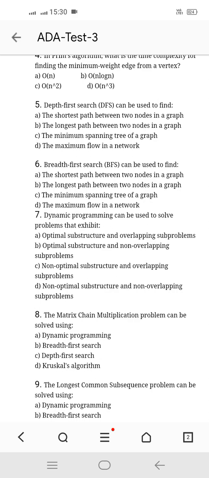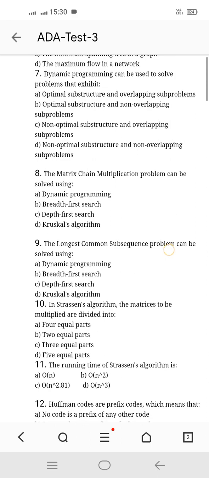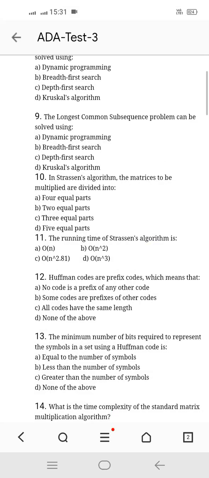Seventh, dynamic programming can be used to solve problems that exhibit option A, optimal substructure and overlapping subproblem. Eighth, the matrix chain multiplication can be solved using A, dynamic programming. Ninth, the longest common subsequence problem can be solved using option A, dynamic programming. 10th, in Strassen's algorithm, the matrix to be multiplied are divided into option B, two equal parts.